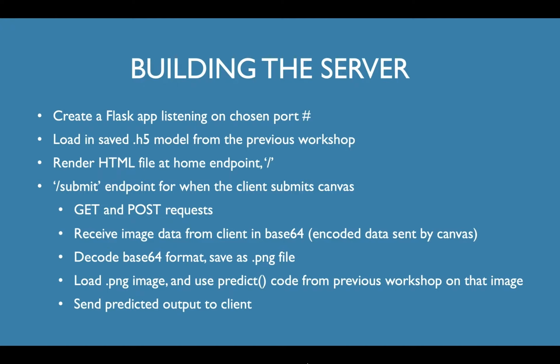We're going to receive the image data from the client in base64, which is just the way that the canvas encodes the data when it sends it over. We're going to decode that base64 format and save it locally as a PNG file. We're going to load that PNG file up and use the same predict code that we've used from the previous workshop on that image. And then we're going to return that predicted output and send that back to the client.